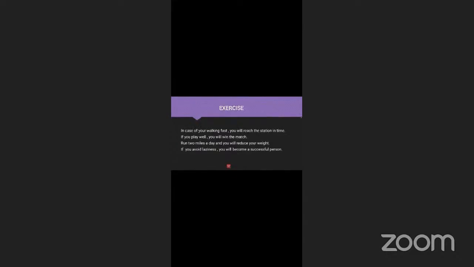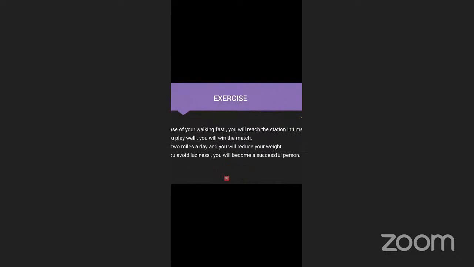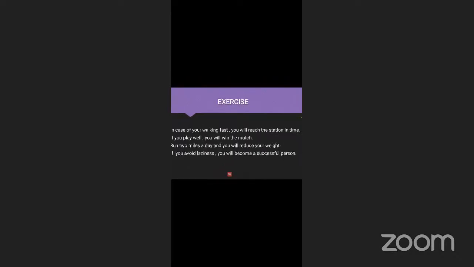See, in case of your walking fast, you will reach the station in time. What is the main clause here? Yes, that is, you will reach the station in time is the main clause.